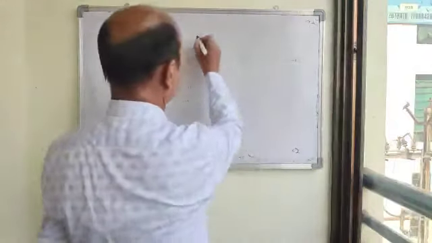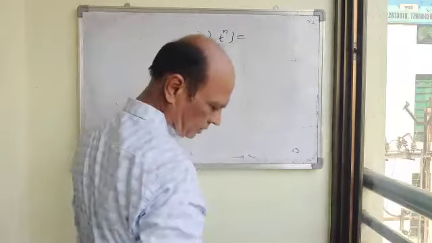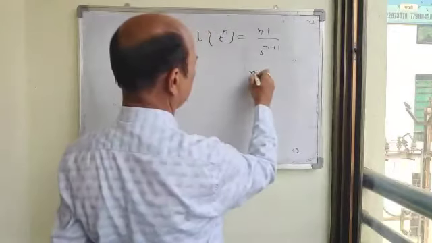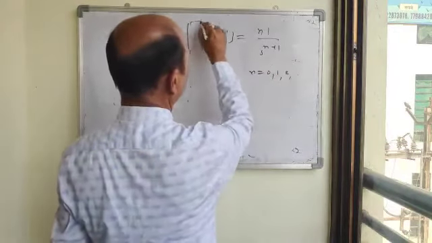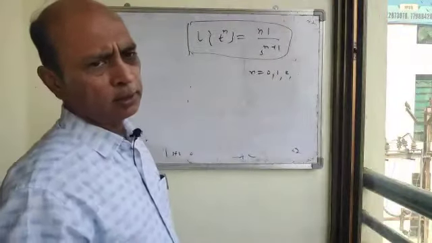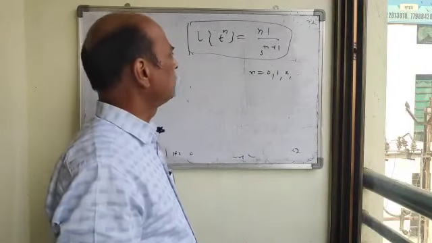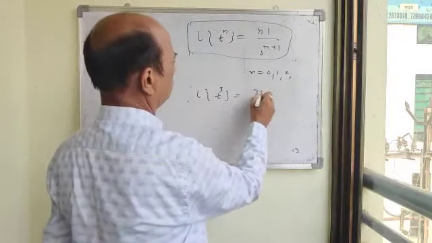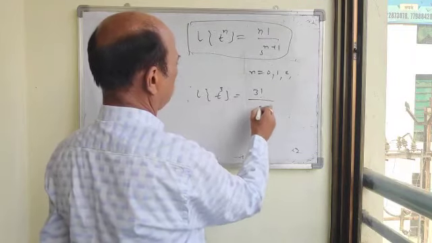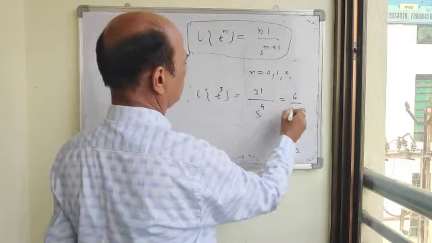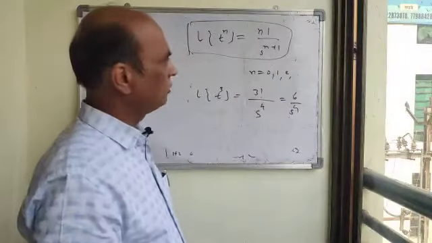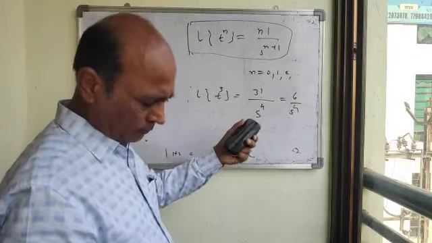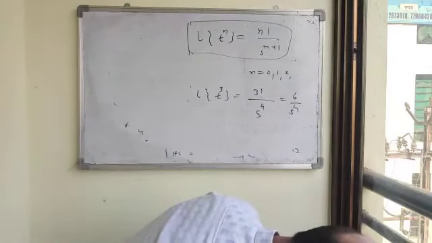Now there is our standard formula: L of t to the power n is factorial n upon s to the power n plus 1, and take here n equal to 0, 1, 2, and so on. This is a very important formula while solving problems. Suppose we have to find L of t cube, then that is factorial 3 upon s to the power 4. Factorial 3 means 6, that is 6 upon s to the power 4. In this way we can use this formula, L of t to the power n is factorial n upon s to the power n plus 1. So note this formula.